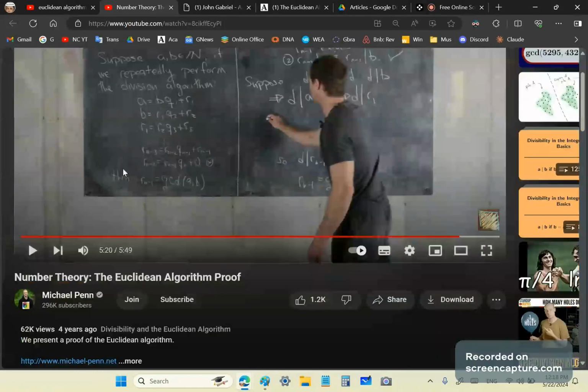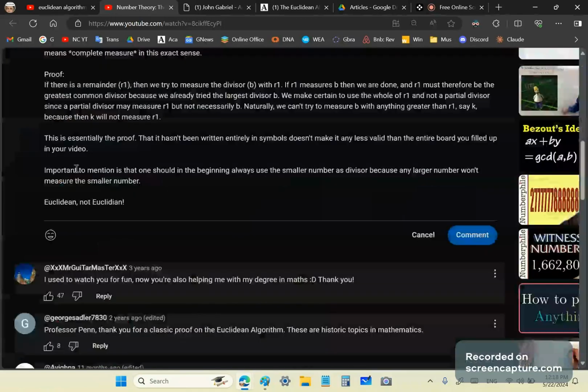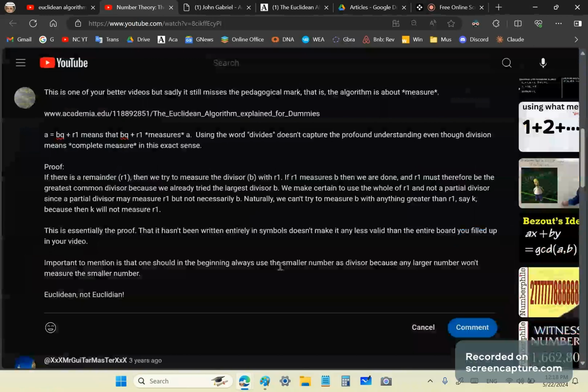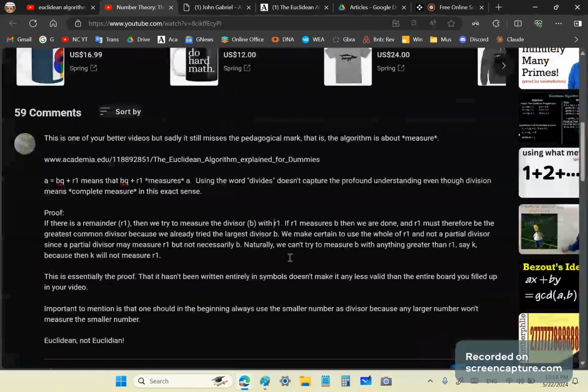So that's the essence of the Euclidean algorithm. It's not easy to explain because it's pretty complex in terms of words, and writing a long, tedious proof out like this doesn't really help understanding it. It's best to write something short like this. If there's a remainder R1, then we try to measure the divisor B with R1, okay? And if R1 measures B, then we are done.